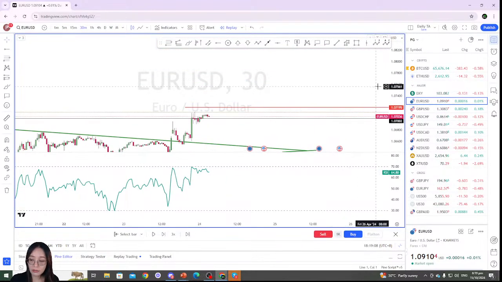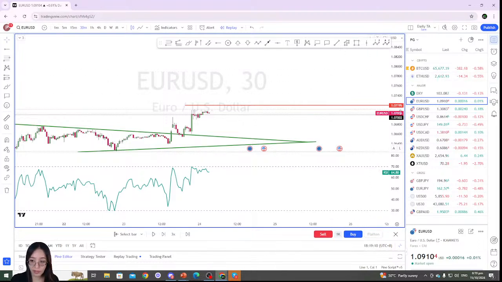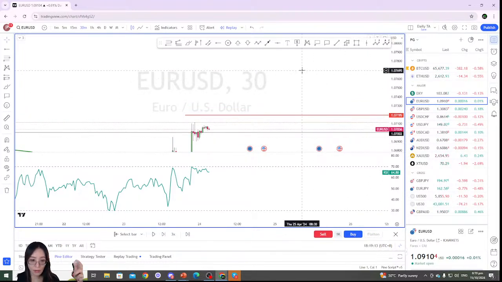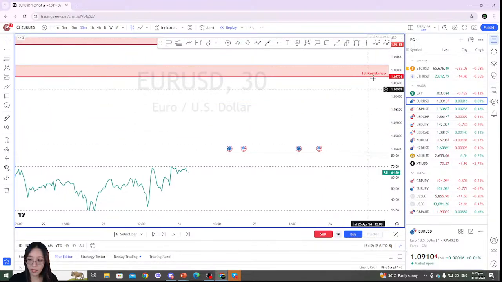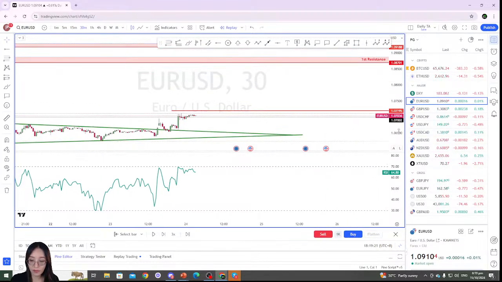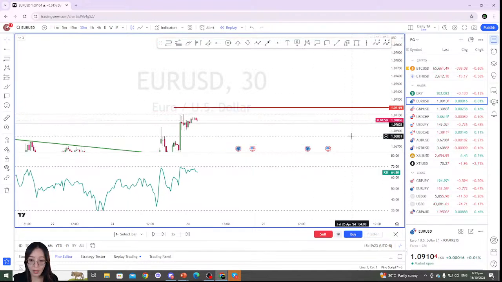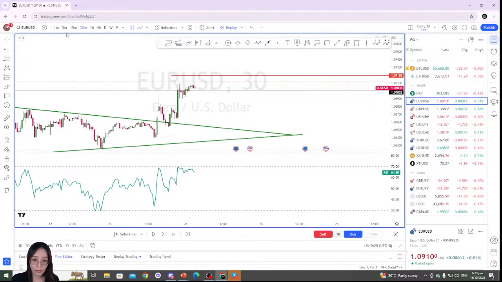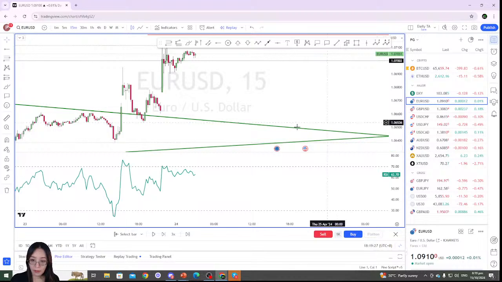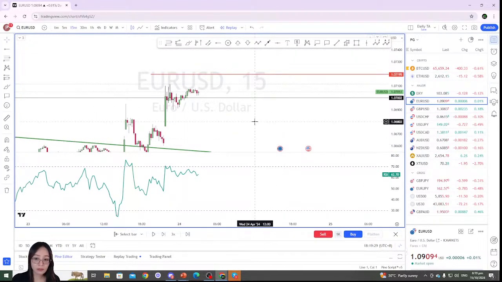Okay, but of course, definitely I'm not going to put my stop loss there. If I sell at the first resistance, I'm not going to put my stop loss above the second resistance. No, that is too far, because I trade based on H4. But I go to the lower time frame. I want to have the tight stop loss. I want to see the confirmation.